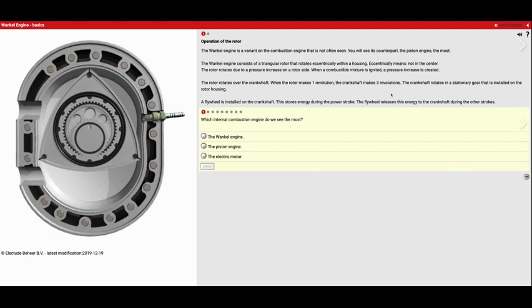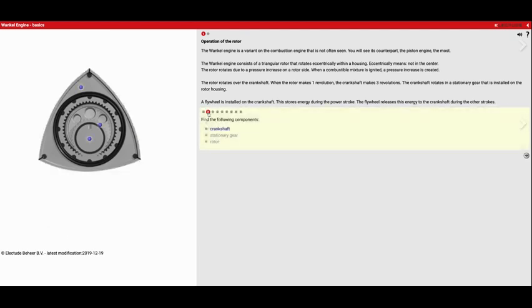Our first question is, which internal combustion engine do we see the most? And unlike the module, what we typically see is a piston engine. This is what most cars are going to have. And go to the next one.